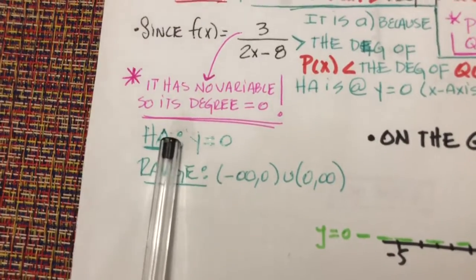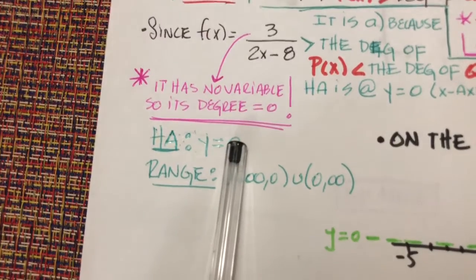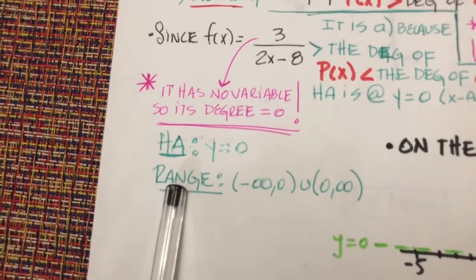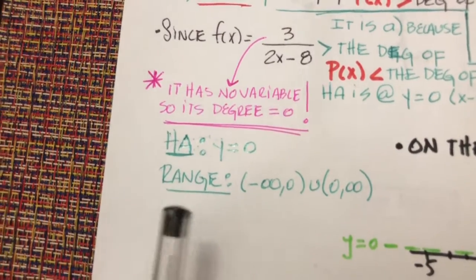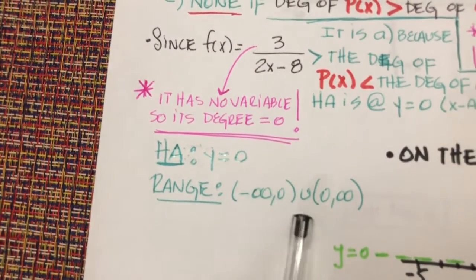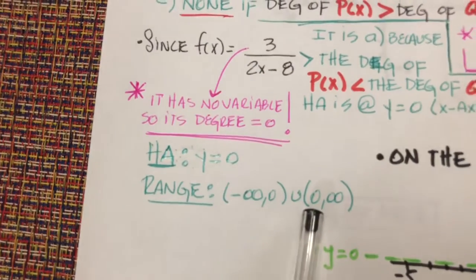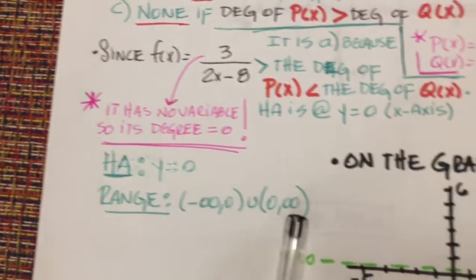So, the horizontal asymptote is at the line y is equal to 0, crossing the y-axis at 0. And the range, remember that the horizontal asymptote is an excluded value for the range, goes from negative infinity to 0, not included, I skip it with the union sign, and then retake it from 0 to positive infinity.